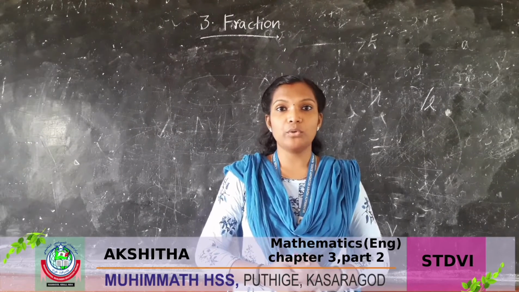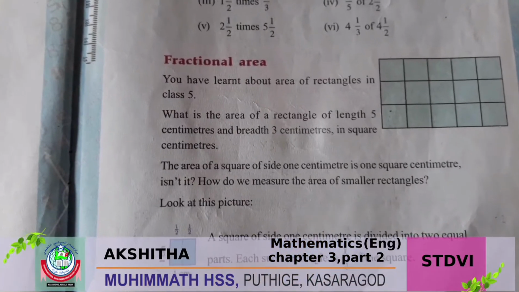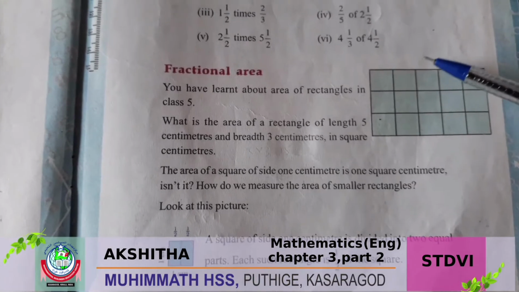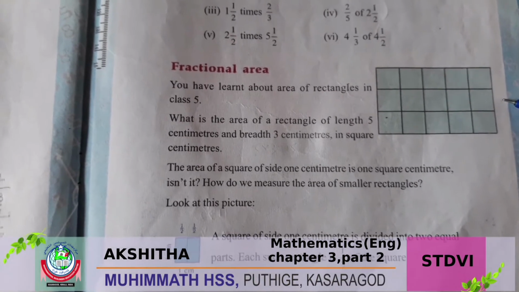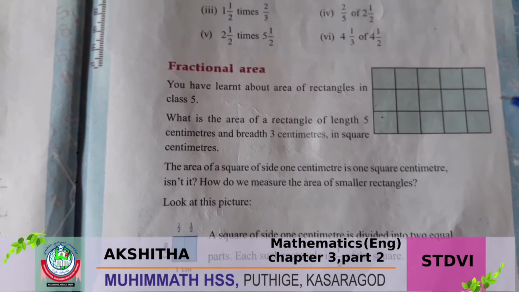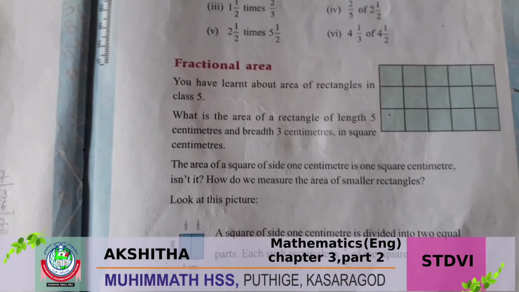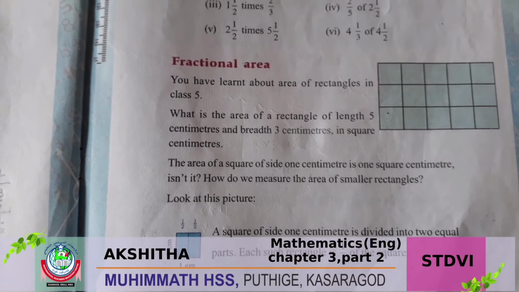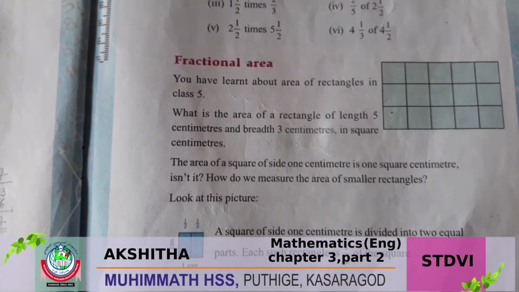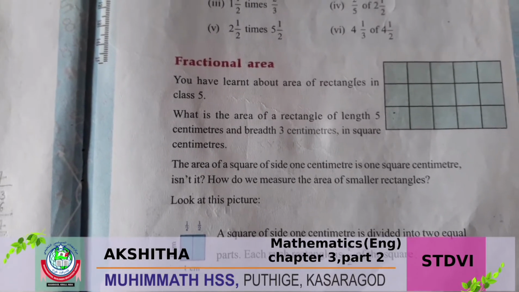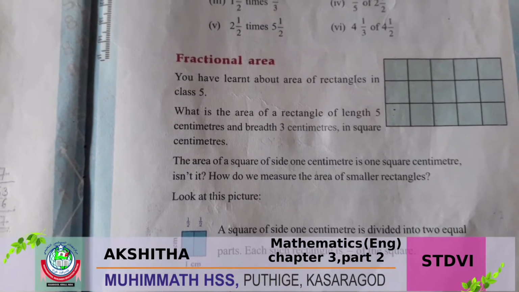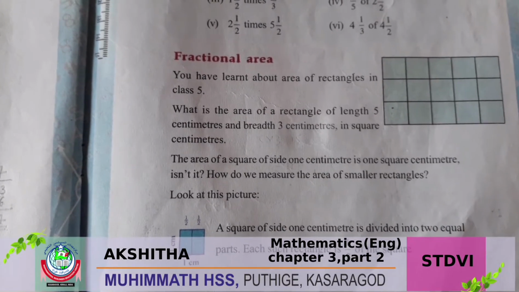Look at your textbook. Look at the picture there. Here this side is 5 centimeter and this side is 3 centimeter. So what is the area of this rectangle? 5 into 3. Area is equal to length into breadth. 5 into 3, answer 15 square centimeter.